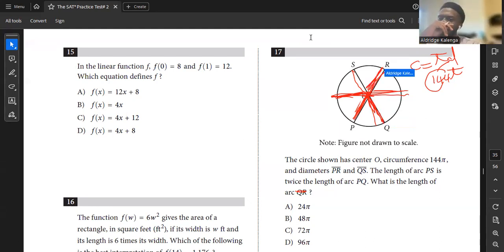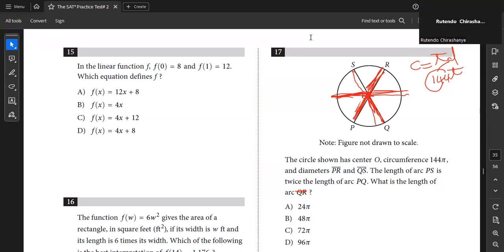Is that clear with everyone? Yes, sir. All right. Okay, if everyone is okay, then that's great. We can move on to question 17.